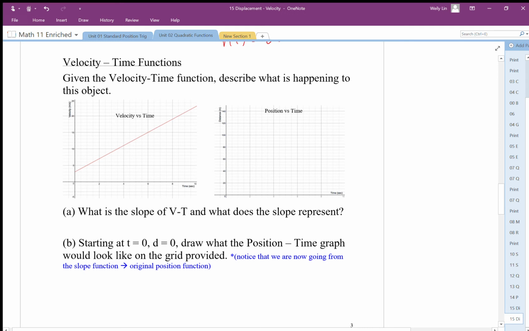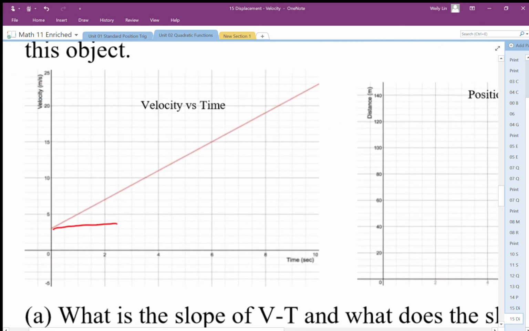So let's take a look at these questions here. It says, what's the slope of the velocity time graph, and what does the slope represent? So the slope of this velocity time graph, let's work out a slope here. Let's zoom in. Let's do a slope triangle.